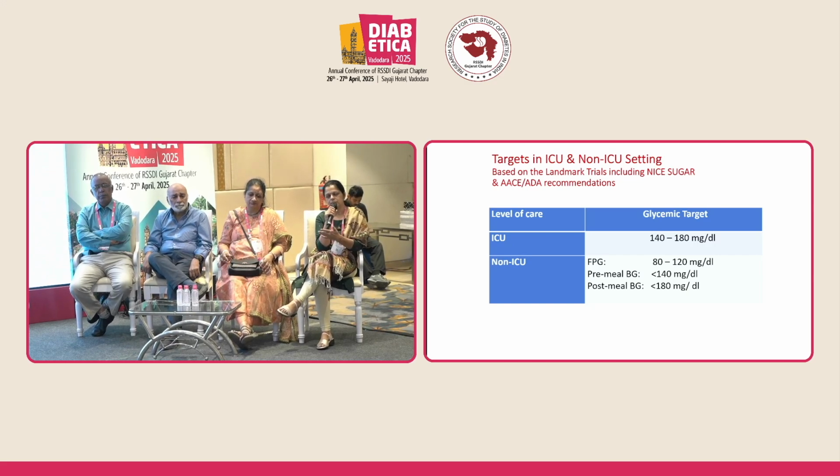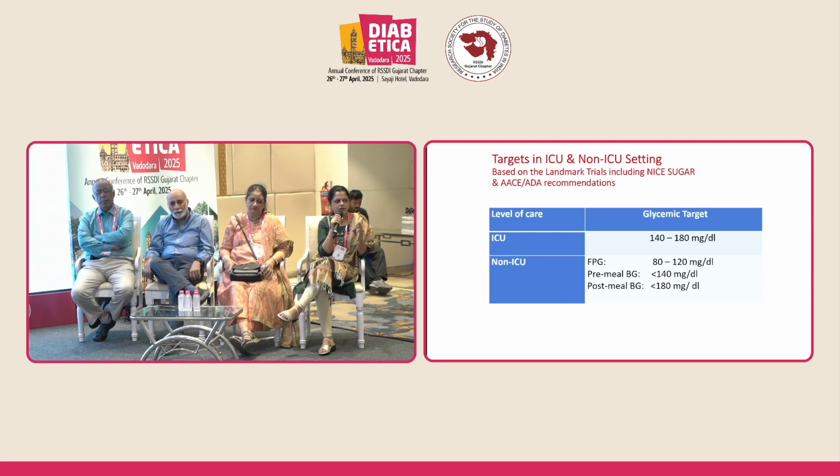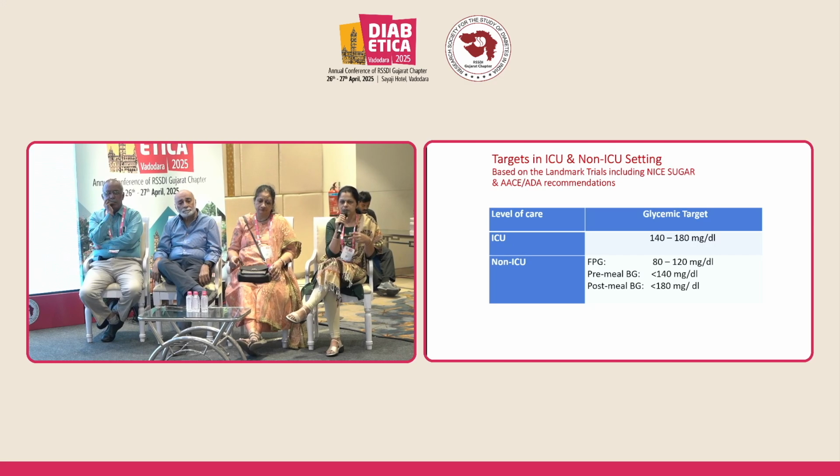So, as Madam said, in both the non-critically ill and the critically ill conditions, there are set targets. In the non-critically ill, we go by 3 levels: fasting, pre-meals, and post-meals. The fasting should be less than 120, the pre-meals should be less than 140, and the post-meals should be less than 180. And in the critically ill, as Madam said, it is 140 to 180. It should not go below 140 and should not go above 180 at any time.